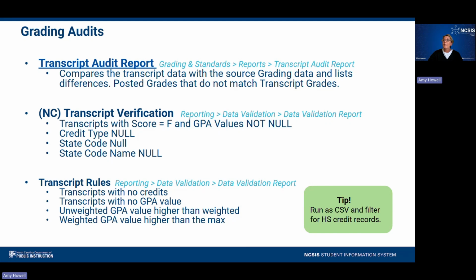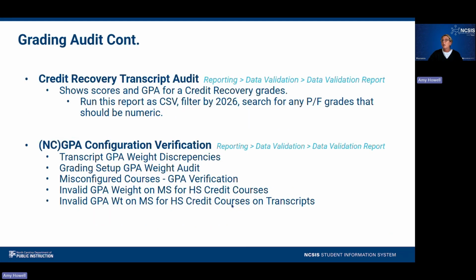We have some more grading audits that we can look at. The credit recovery transcript audit, again in our data validation report area, is going to show you scores and GPA for credit recovery grades. This also is going to run for a lot of years, so you want to run this as a CSV and filter by 2026. You really want to be looking for any pass-fail grades for 2026, because we're not using those pass-fail grades for your credit recovery courses anymore.